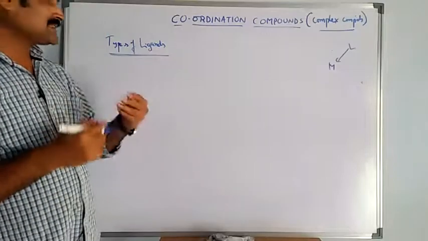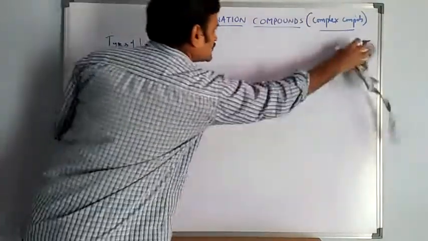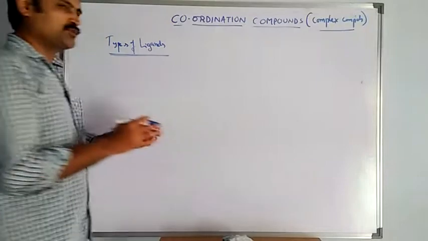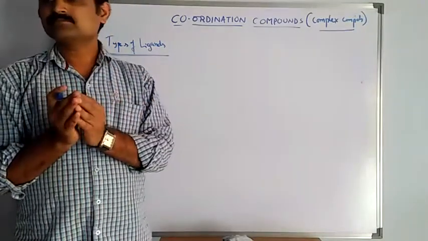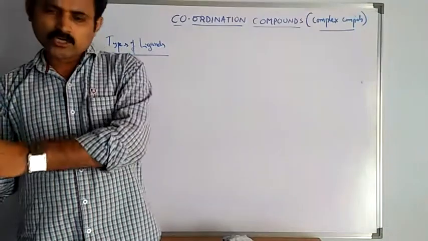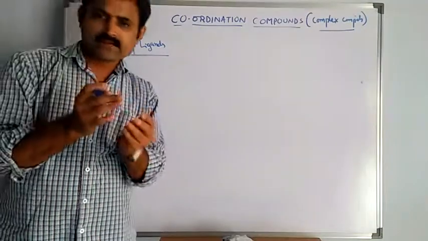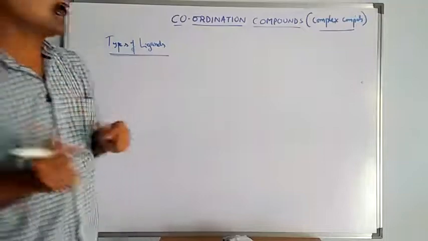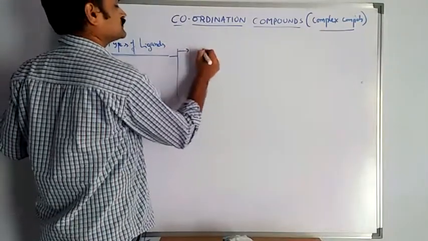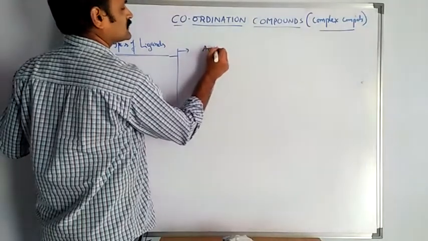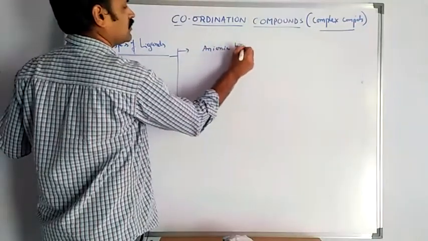So in donating such electron pairs, these ligands are again classified into different kinds. They are also called some neutral ligands, some cationic ligands, anionic ligands, like that. So ligands are classified into anionic ligands.